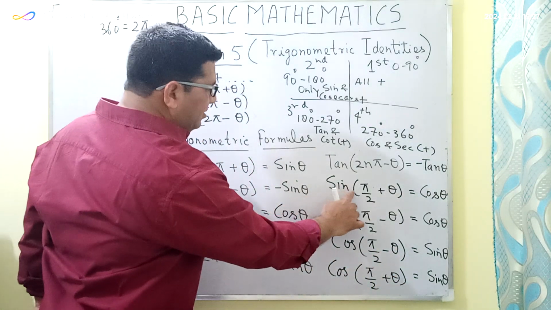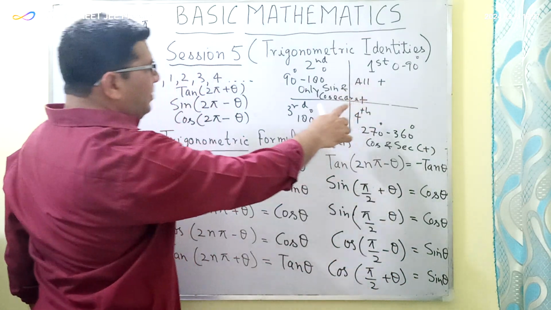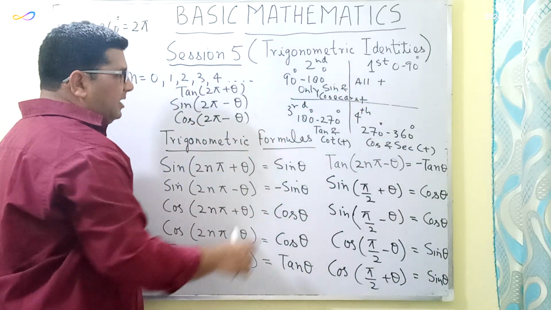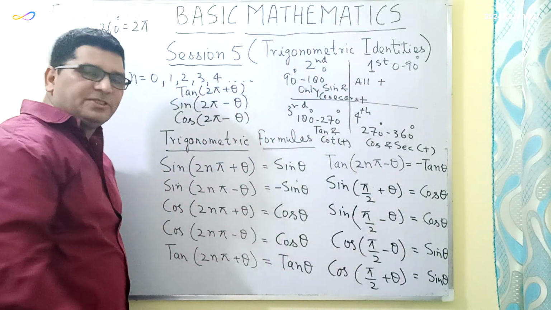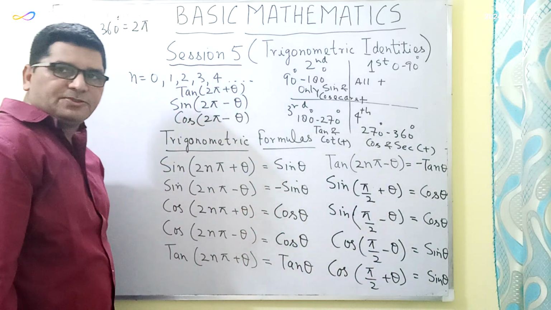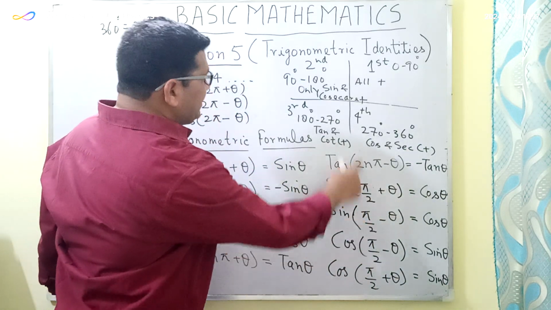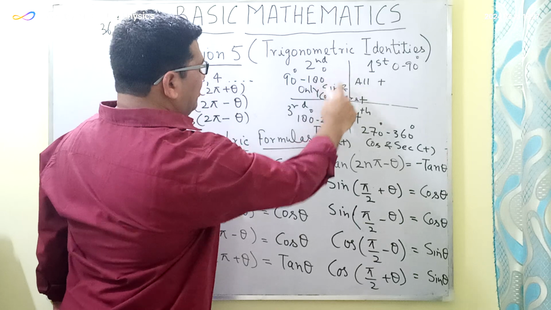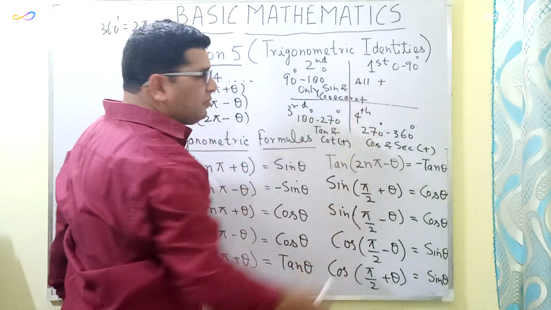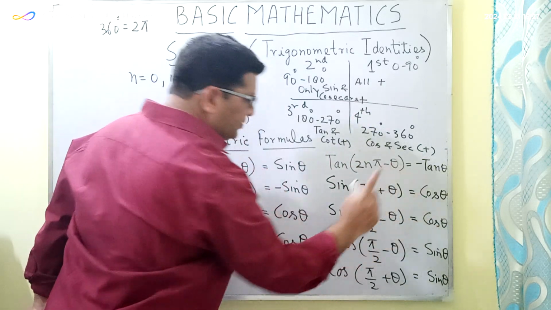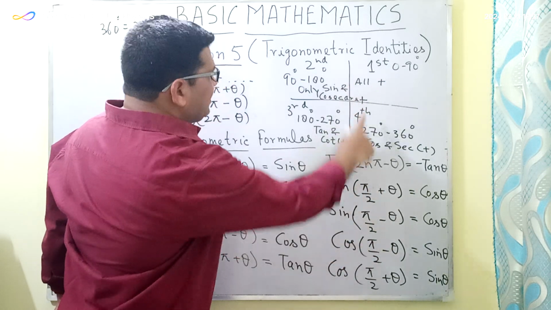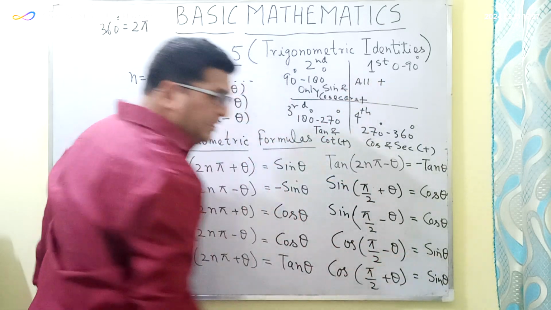So sin(π/2 + θ): π/2 means 90 plus θ, so I will be moving in the second quadrant. In the second quadrant, sin is positive, so it will have a positive value, so this will be equal to cos θ. Sin(π/2 − θ): I will be in the first quadrant, where all the trigonometric ratios are positive, so this will be cos θ. Cos(π/2 − θ) means I will be in the first quadrant, so this will be equal to sin θ.